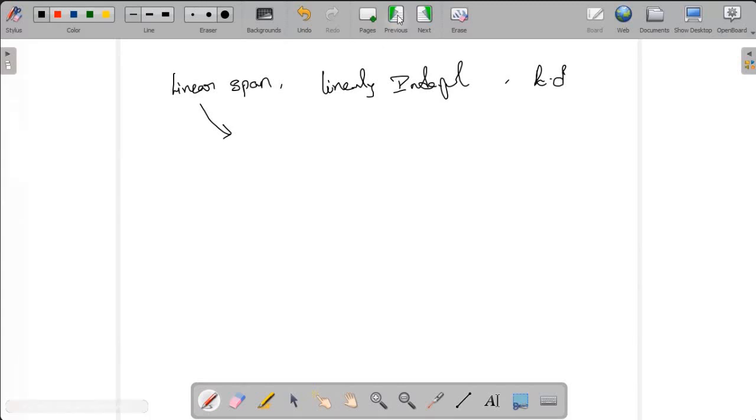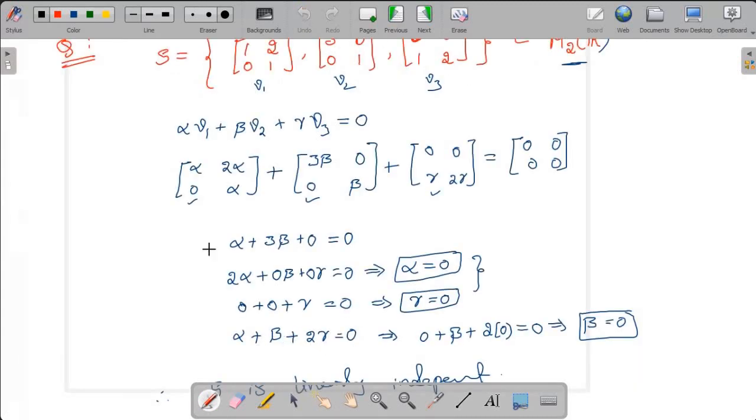Tell me. Alpha plus beta plus 2 gamma equal to 0. Okay, amma. Ask the question clearly.